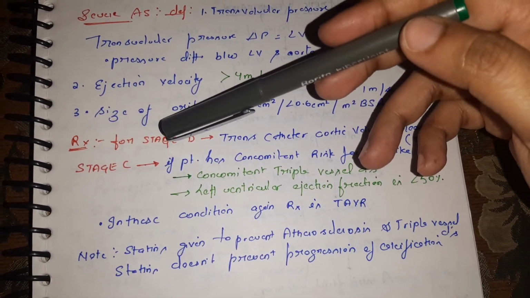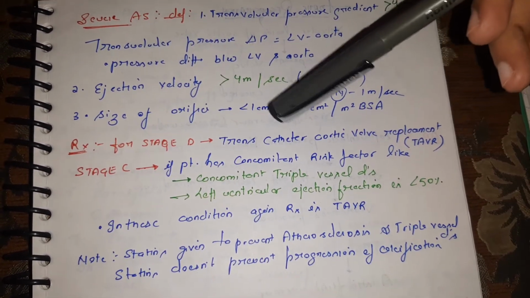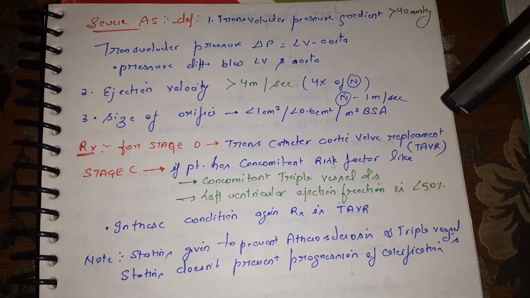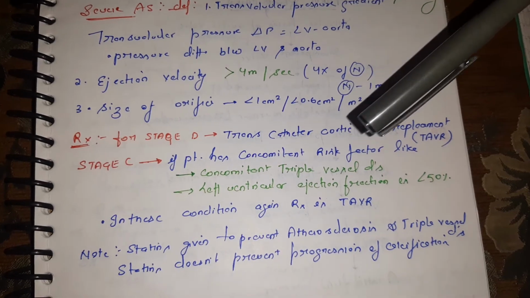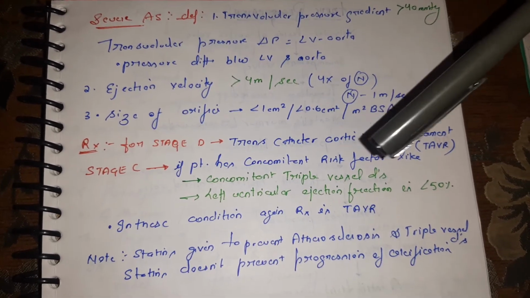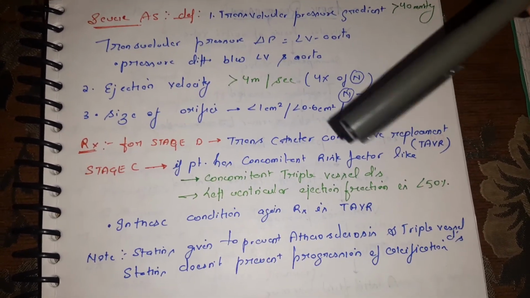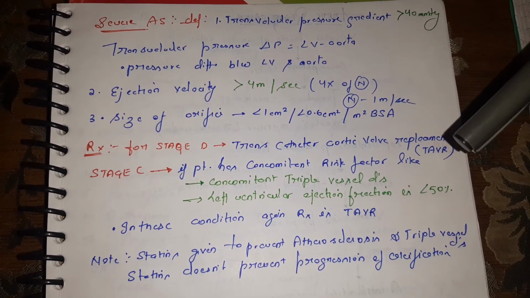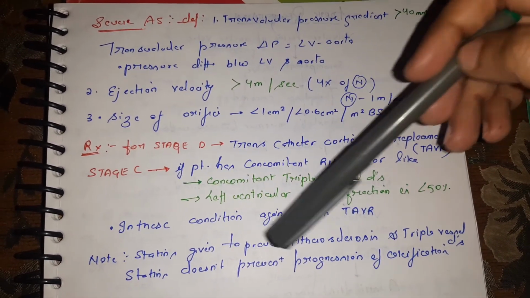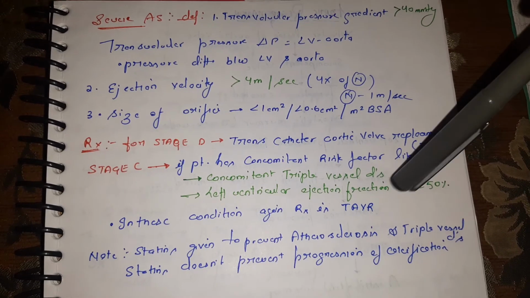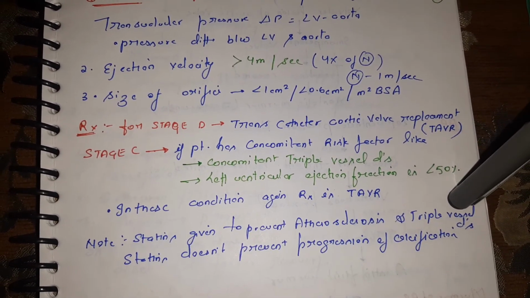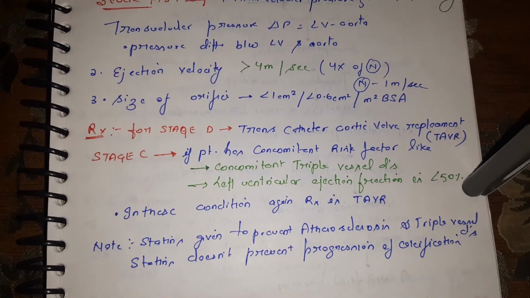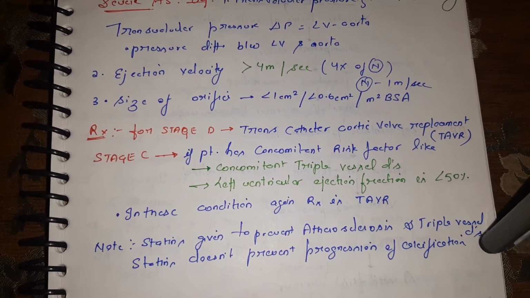For treatment, stage D will get transcatheter aortic valve replacement. In stage C, if a patient has a concomitant risk factor like triple vessel disease, or left ventricular ejection fraction is less than 50%, then again the treatment is TAVR. Statins are given to prevent atherosclerosis and triple vessel disease. Statins don't prevent progression of calcification.